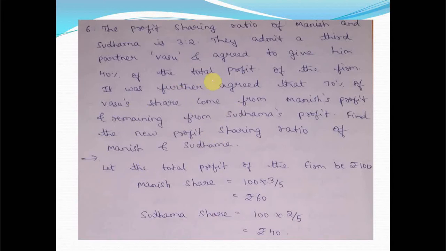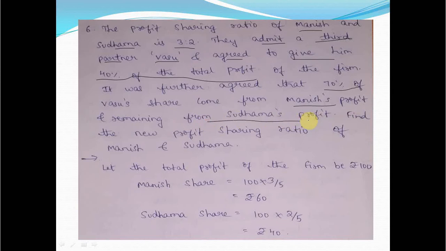The profit sharing ratio of 2 partners, Manish and Sudama, is 3:2. They admit a third person. One more partner is joining, named Vasu, and they agree to give him 40% of total profit. It was further agreed that 70% of Vasu's profit should come from Manish's profit and the remaining from Sudama's profit.